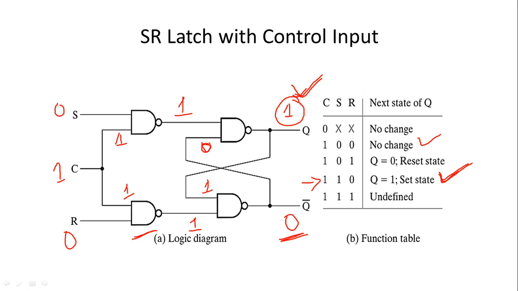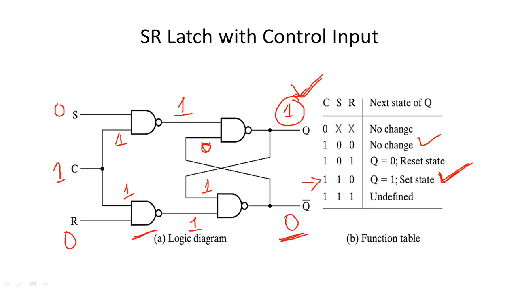So the previous state prevails, or it holds the previous state even when we change our inputs from 1 0 to 0 0, even when the clock is on. So the state is the same.